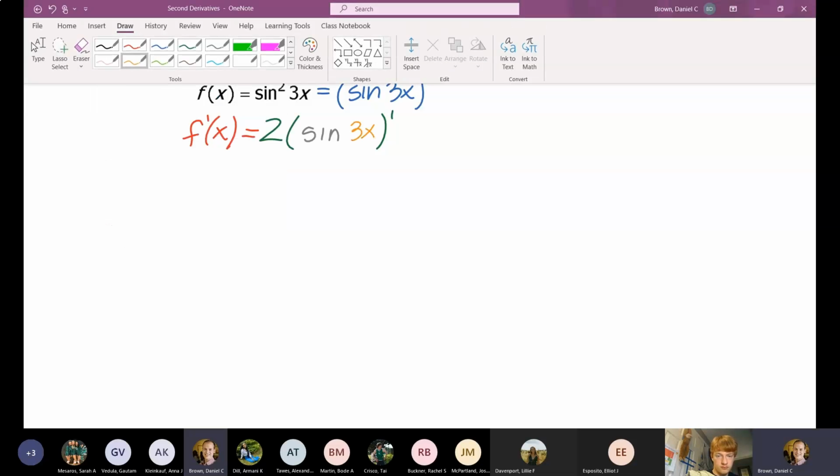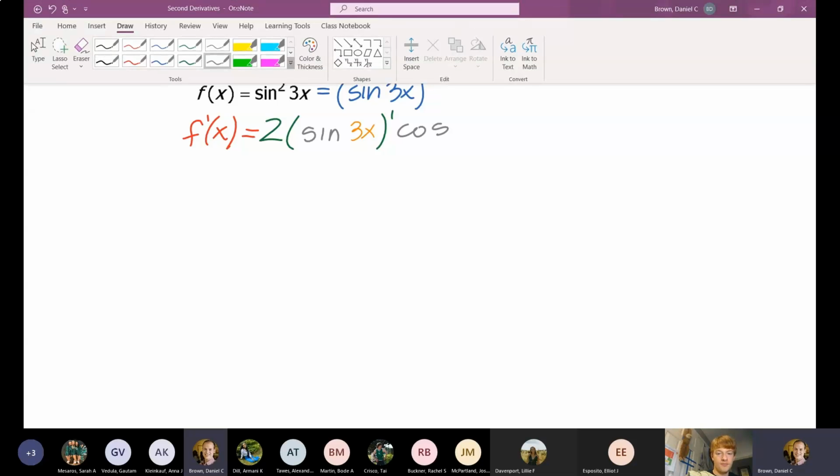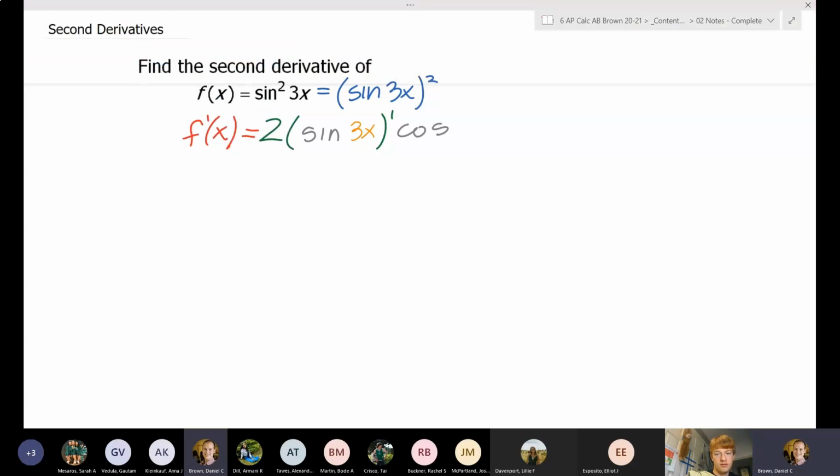And then by the chain rule, we want to multiply by the derivative of the inside. So the derivative of the inside is a sine. The derivative of sine is cosine. Can't touch its inside, so that's going to be the cosine of 3x. And then times the derivative of cosine's inside is 3x, so we're going to multiply it by 3. So that is the first derivative.